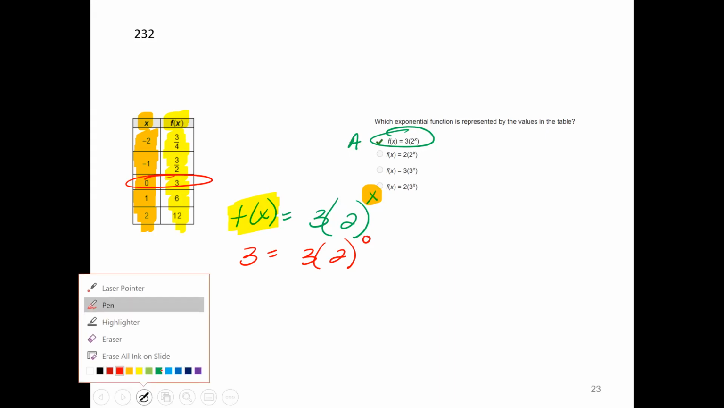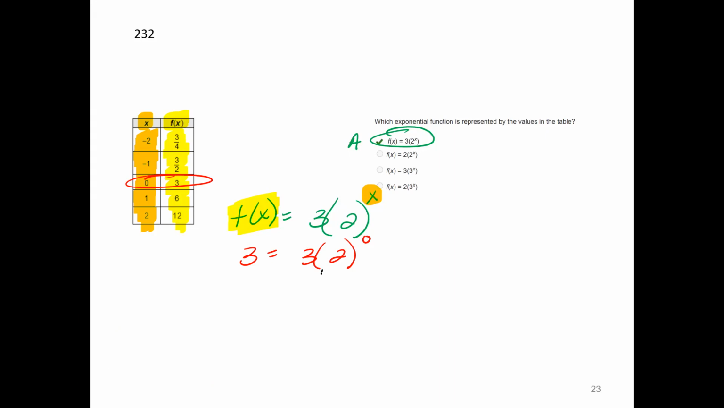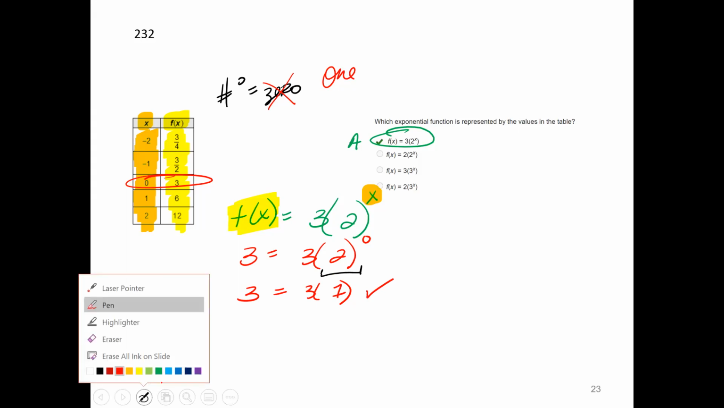And if you're not sure, we have to do a little bit of work. So 2 to the 0 power, any number to the 0 power, some people will say, oh, it is 0. Well, guess what? You're wrong. No, it's always equal to 1. Any number to the 0 power is 1. So this is 1. Does 3 times 1 equal 3? Yes, it does. And that is a correct answer.